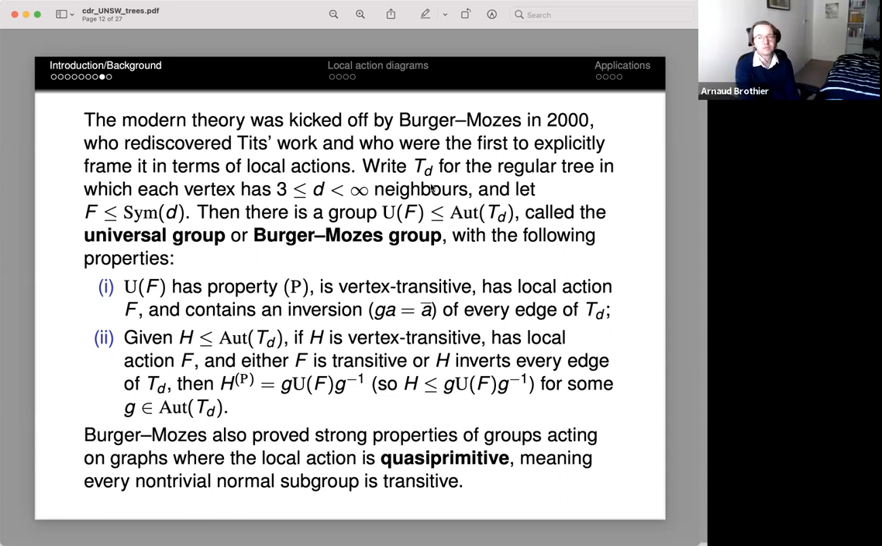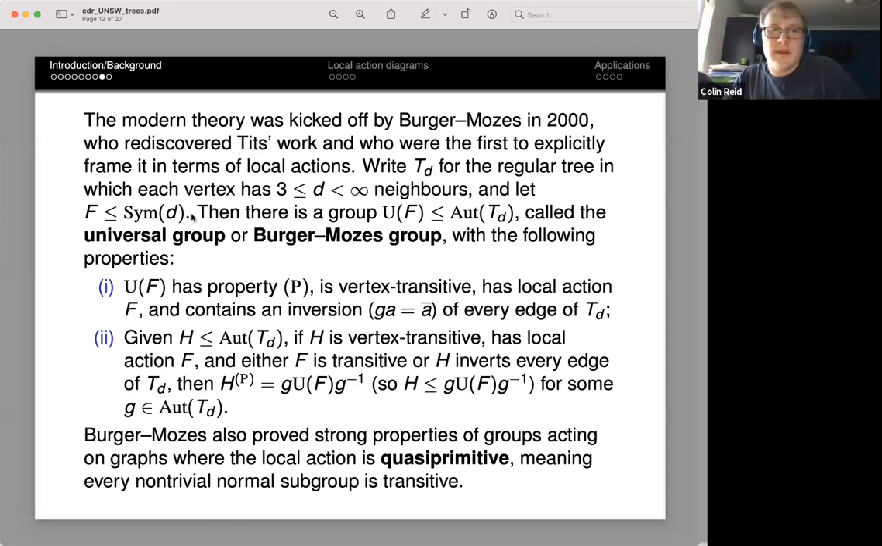If you start with the regular locally finite tree, and then a permutation group F on D letters, then there's a group U(F), which they call the universal group, or we can call it a Burger-Mozes group, which has the following properties. So U(F) has property P. It's vertex transitive. At every vertex, it has local action F. And for every edge, you can flip that edge. There's some element of U(F) that sends A to the reverse of A.